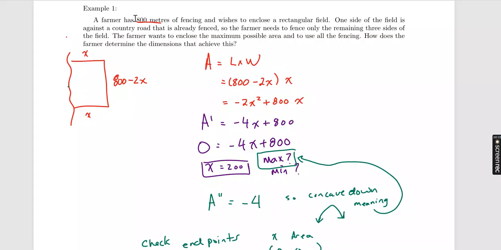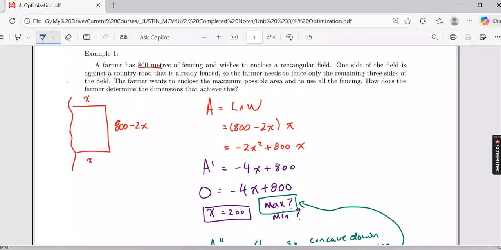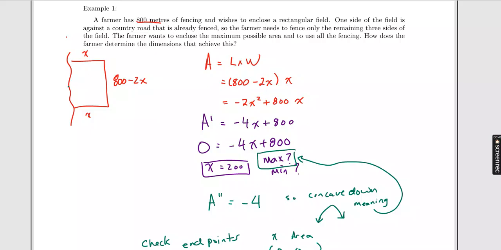We've got a farmer that has 800 meters of fencing and wishes to enclose a rectangular field. One side of the field lays against a country road, and that's what this represents right here. The fact that we have 800 meters means that if I let this represent x, then with 800 meters of fencing, I take away 2x, and that's how much fencing I have left for the side parallel to the farm.